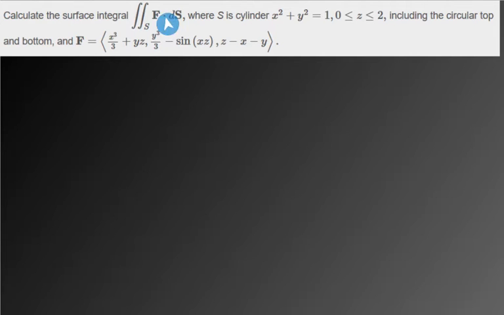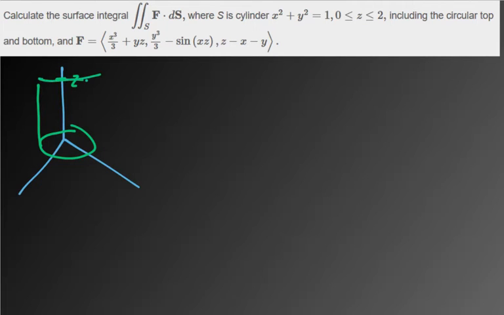So I want to calculate the surface integral of this thing, where S is the cylinder x squared plus y squared equals 1, and z is bounded by 0 and 2. I'm going to start off by drawing what that is. Down here in the xy plane, that would be z equals 0, and up at 2 is the upper part of that cylinder, right?